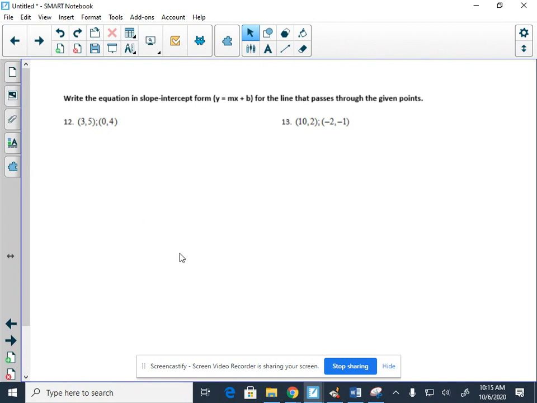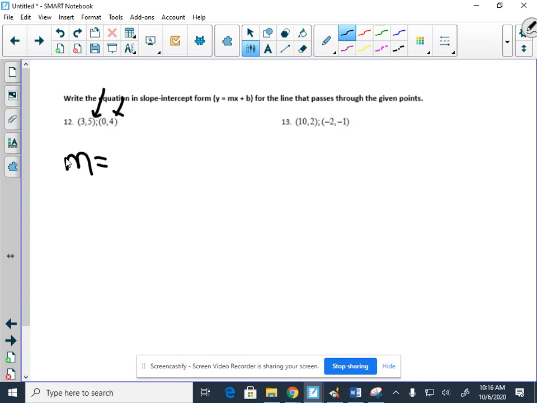So it says write the equation of the line in slope-intercept form. So first we have to find the slope. Let's remember we have to look at the y's. So the slope is going to be 5 subtract 4. Since I started with the 5 on the bottom, I'm going to go 3 minus 0. Remember, the y's have to go on top, right? So our slope ends up being 1 over 3.